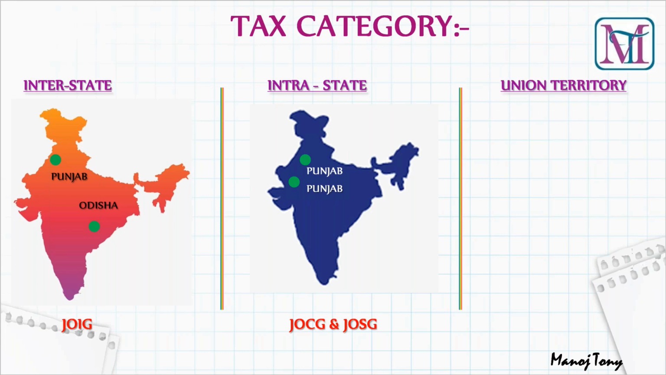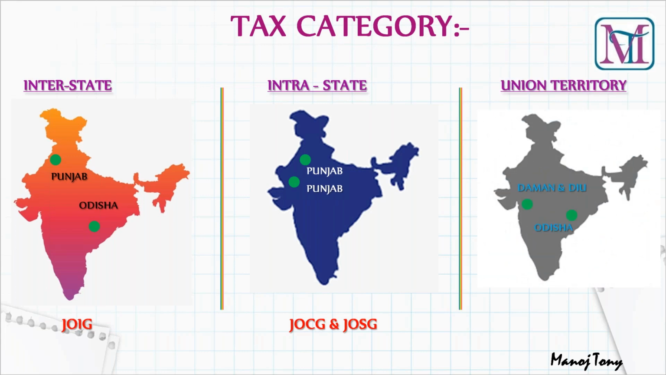Then next is union territory GST. What is union territory GST? Shortly we can call it UTGST. UTGST is nothing but the GST applicable on goods and services supply that takes place in any of the union territories in India, including Andaman and Nicobar Islands, Dadra and Nagar Haveli, Chandigarh, Lakshadweep, and Daman and Diu. Here my sales transaction is from Daman and Diu to Odisha.